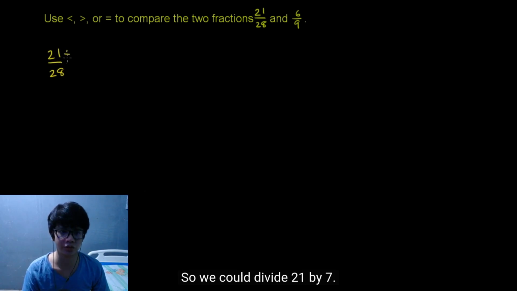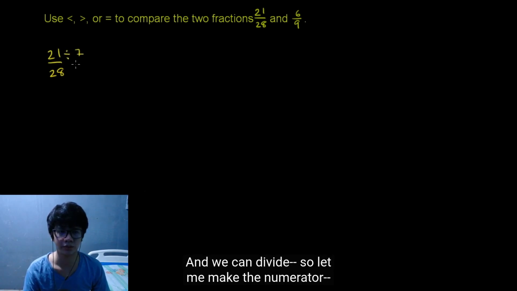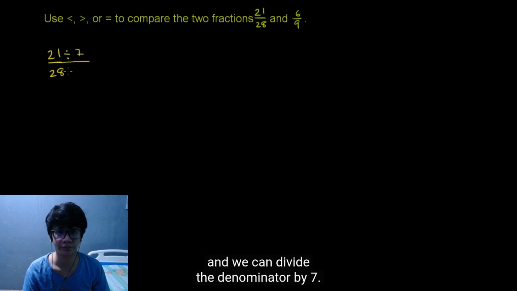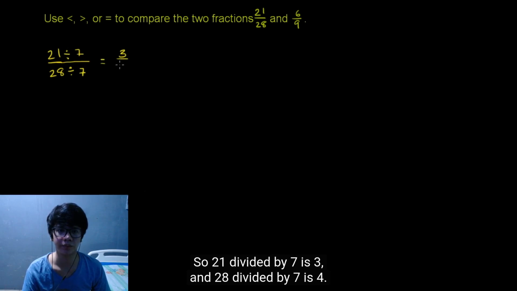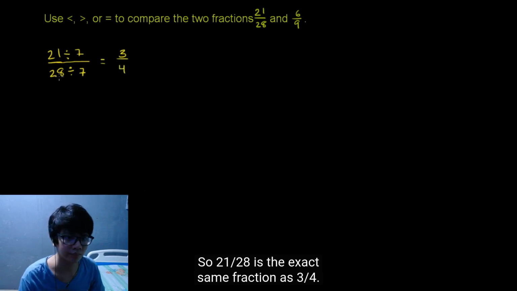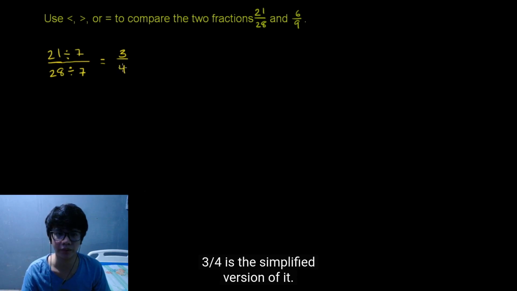We're doing the same thing to the numerator and the denominator, so we're not going to change the value of the fraction. So 21 divided by 7 is 3, and 28 divided by 7 is 4. So 21/28 is the exact same fraction as 3/4. 3/4 is a simplified version of it.